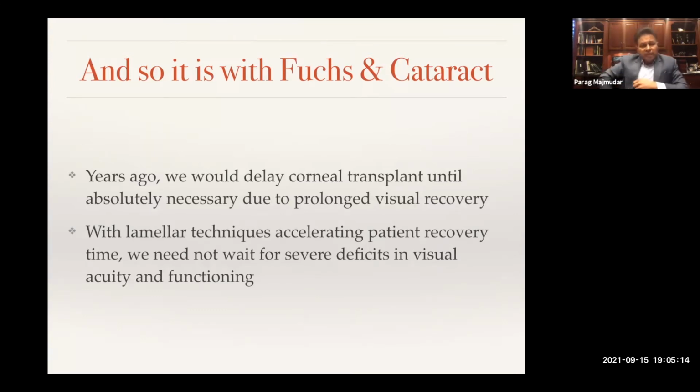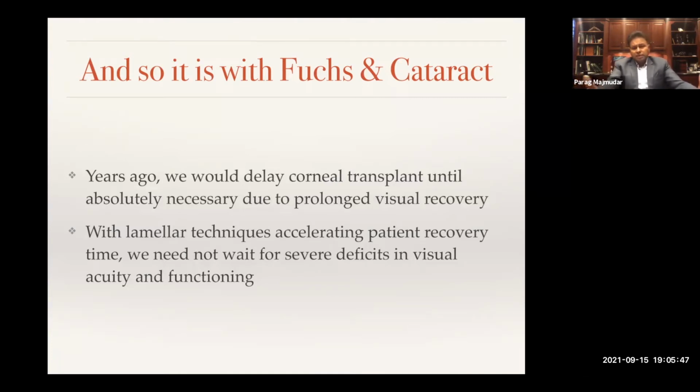I was asked to give this talk maybe about a month ago, and so I was thinking about what I would say. I really found that as I'm going through my normal day, I could see examples of patients with both Fuchs and cataracts where I had to go through this sort of algorithm or flow chart in my mind to come up with the best approach for the patient. As we know, years ago, when someone had Fuchs plus cataract, we would delay the corneal transplant until it was absolutely necessary.